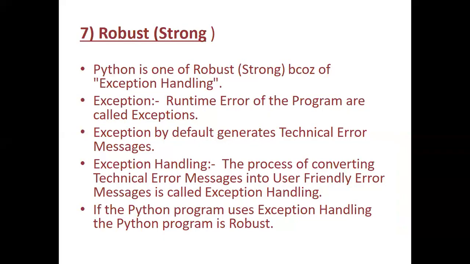Now, it is a robust programming language. What do we understand by robust programming language? When we talk about robust, it is known to be robust because of its exception handling. Now, what are exceptions? Exceptions are the runtime errors. Whenever we run the program and get errors in that program, we'll get the exceptions. So, because of its exception handling process, it is a robust programming language.